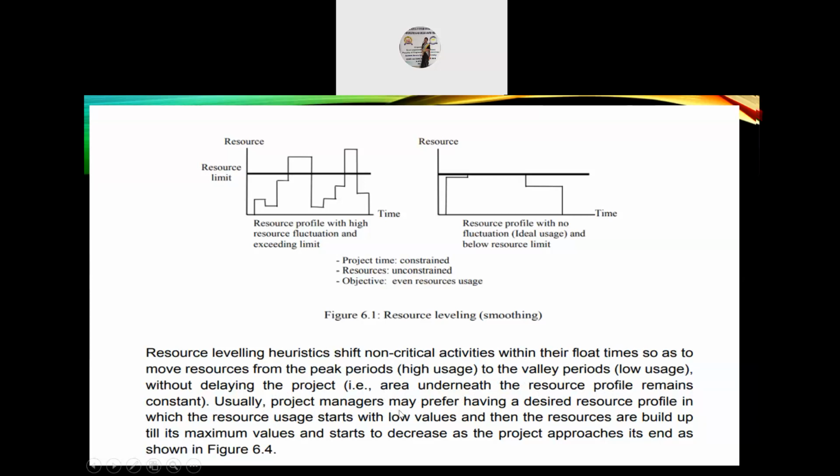Usually, project managers may prefer a desired resource profile in which the resource usage starts with low values, then resources are built up to their maximum values and start to decrease as the project approaches its end, as shown in figure 6.1. So, project time is constrained, resources are unconstrained, and the objective is even resource usage.